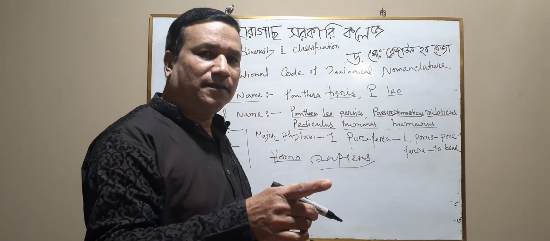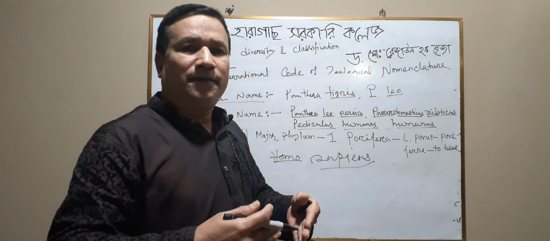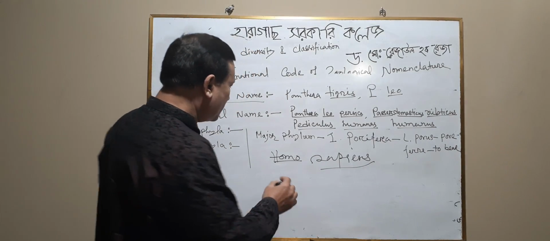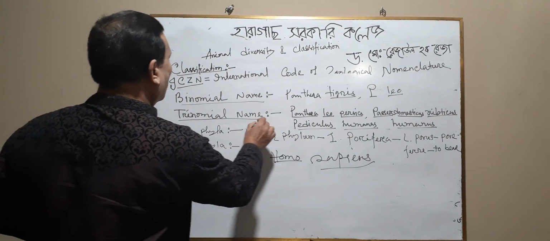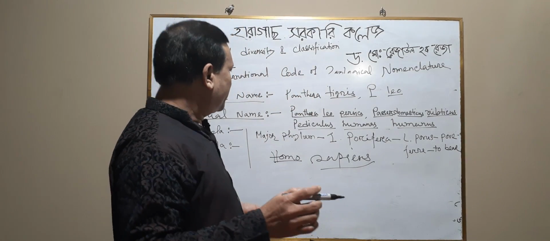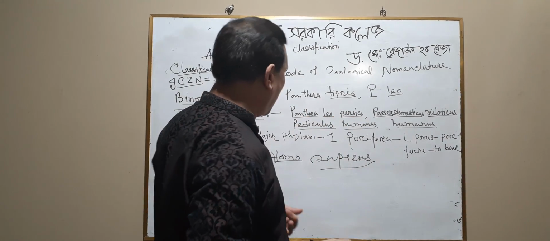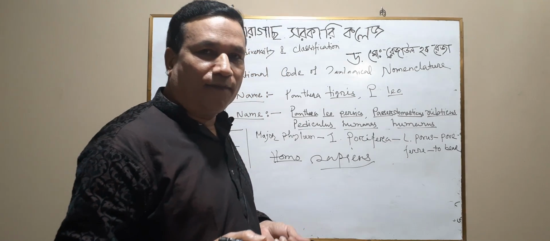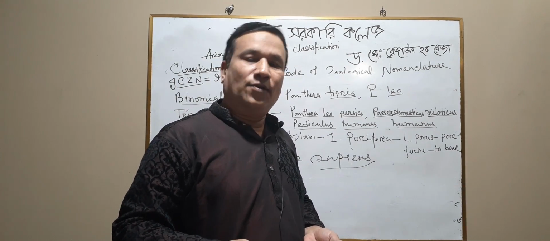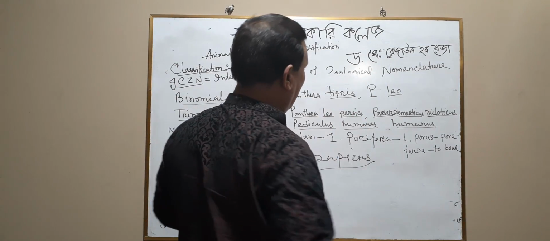Sometimes a species includes a few varieties. In such cases, the name of the variety follows the specific name, and the name of the species becomes trinomial. In such cases, the scientific name consists of three parts. For example, Panthera leo persica. It is the scientific name of lion. It is found only in India, not in any other country of the world.